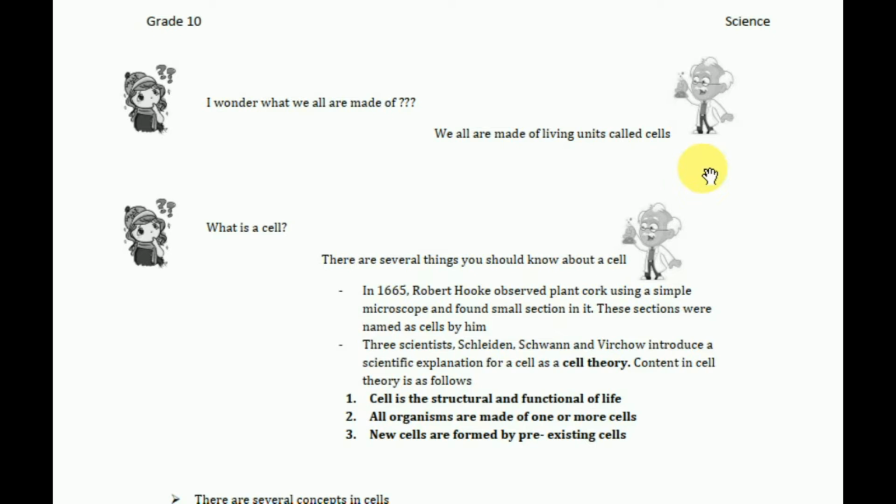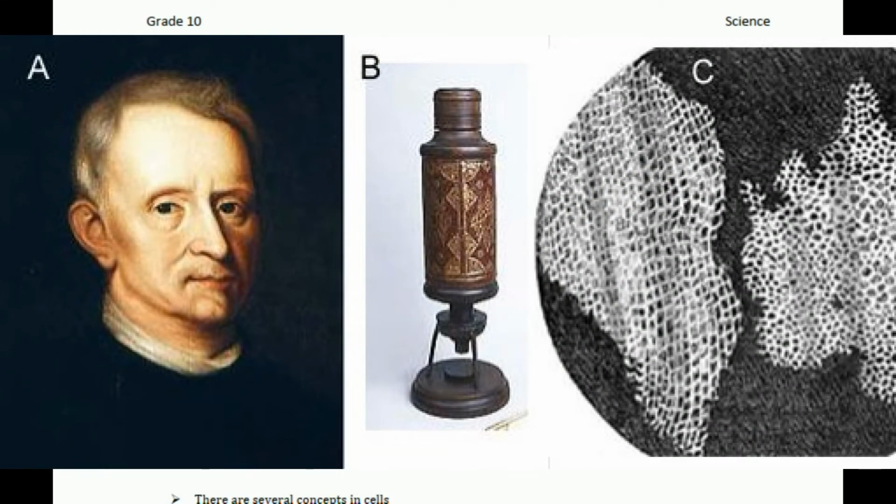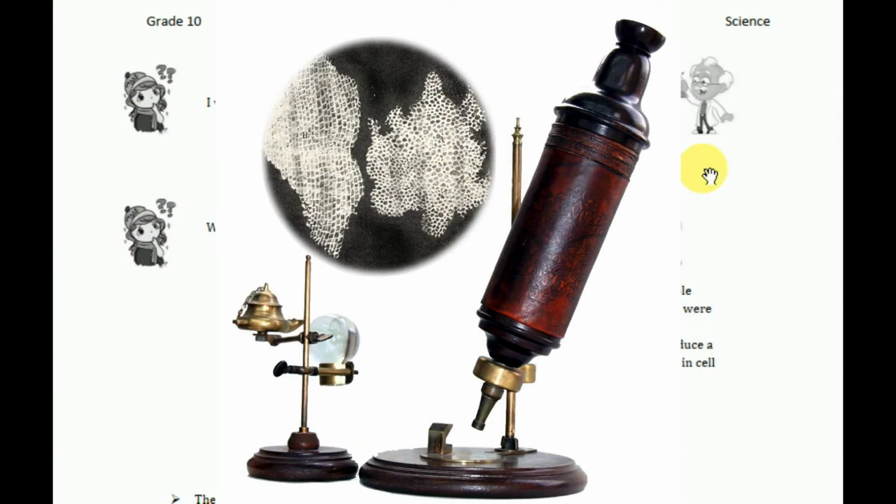There are several things you should know about a cell. So what are these things? First thing, in 1665, that means the 17th century, a scientist called Robert Hooke observed plant cork using a simple microscope. You know, the simplest type of microscope is your hand lens. But using the hand lens, you have a limit of magnification. You can even see parts of the body of an insect, but you can't go up to the level of a cell.